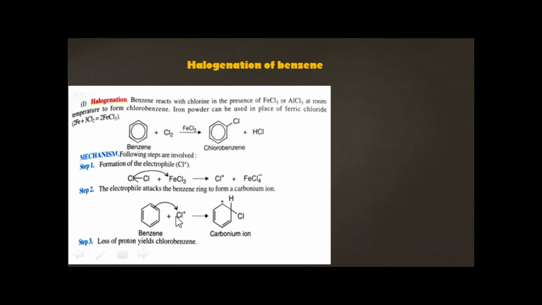In the second step, the chloronium ion formed in the first step attacks the benzene ring, leading to the formation of the carbonium ion. This is a resonance stabilized carbonium ion. In the third step, this carbonium ion loses a proton, leading to chlorobenzene. The chlorobenzene is the desired product.